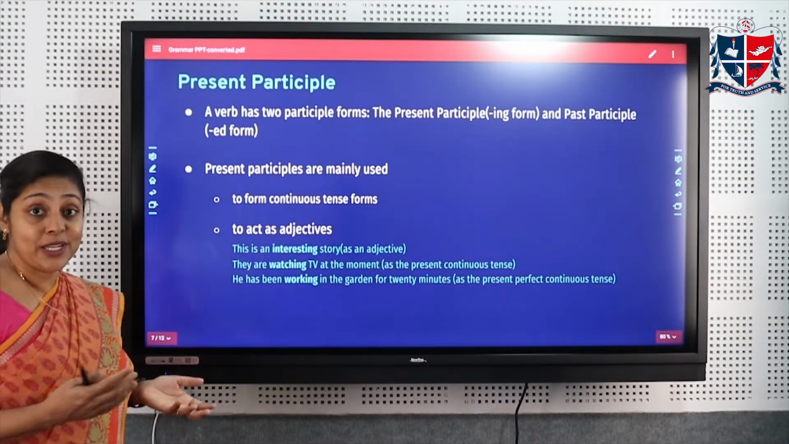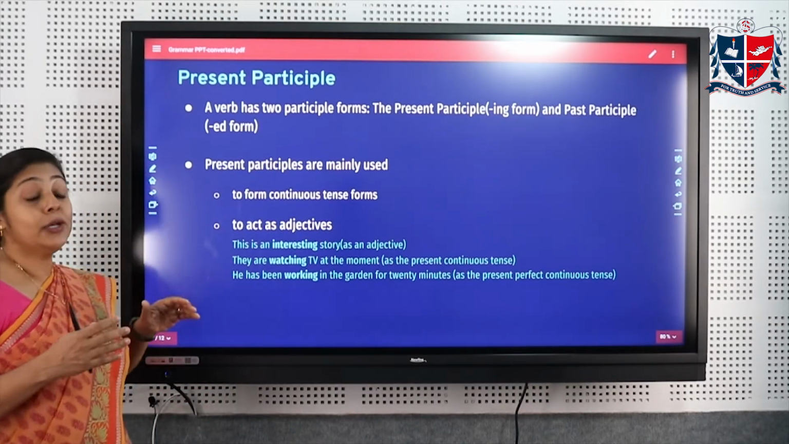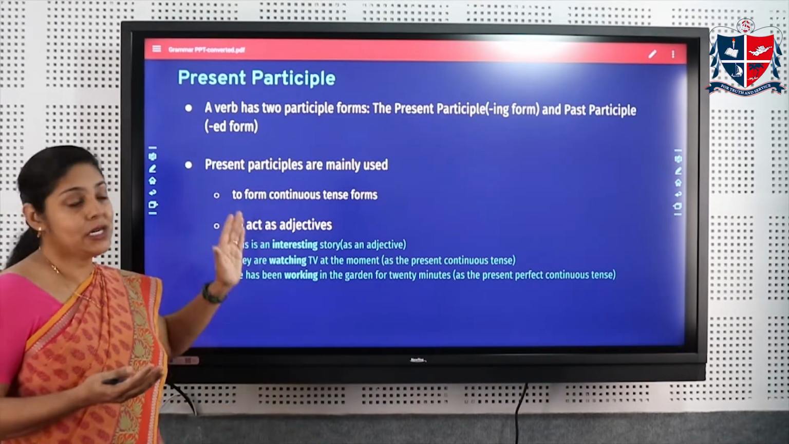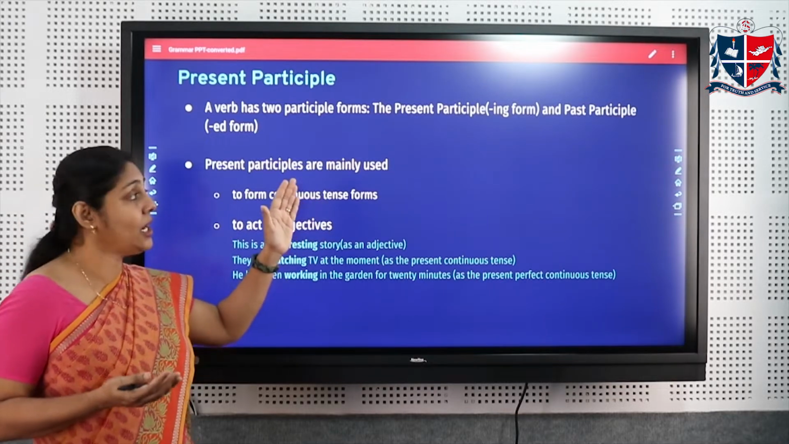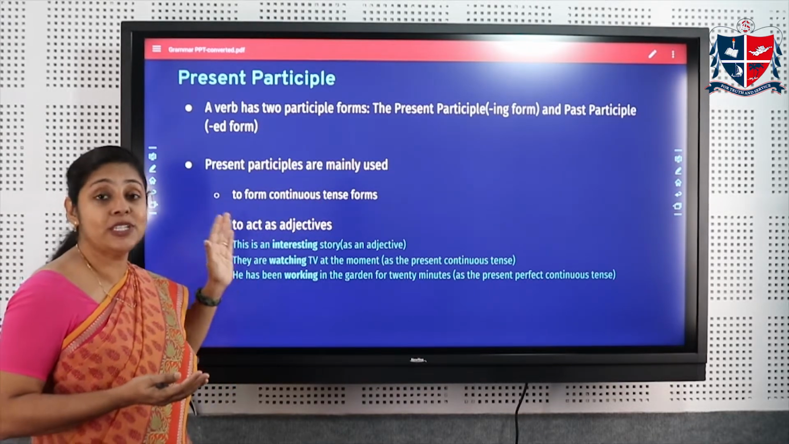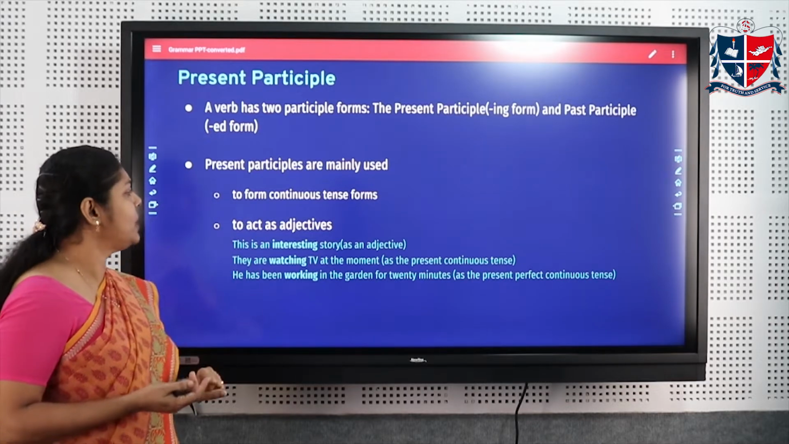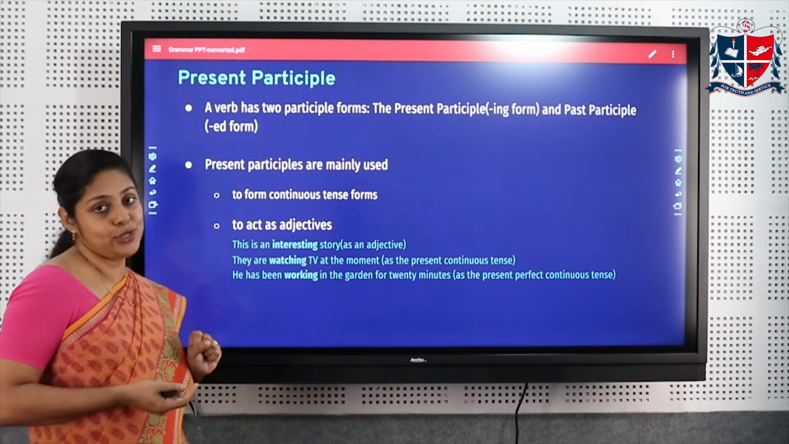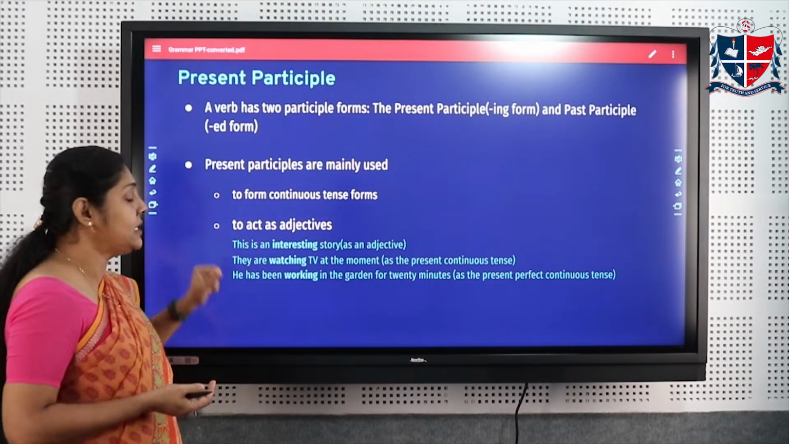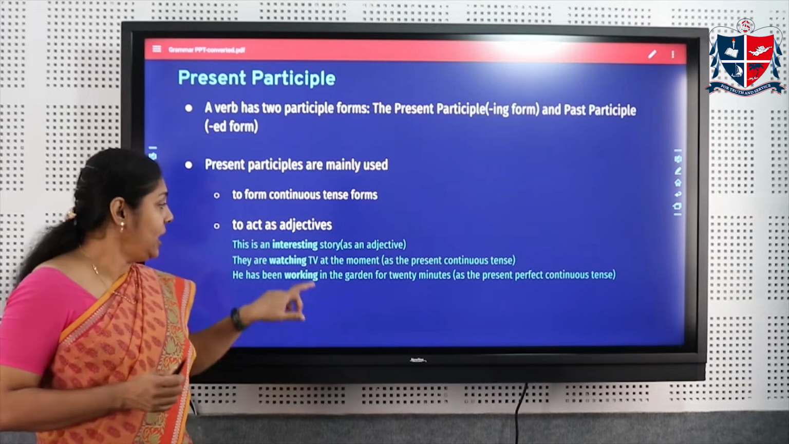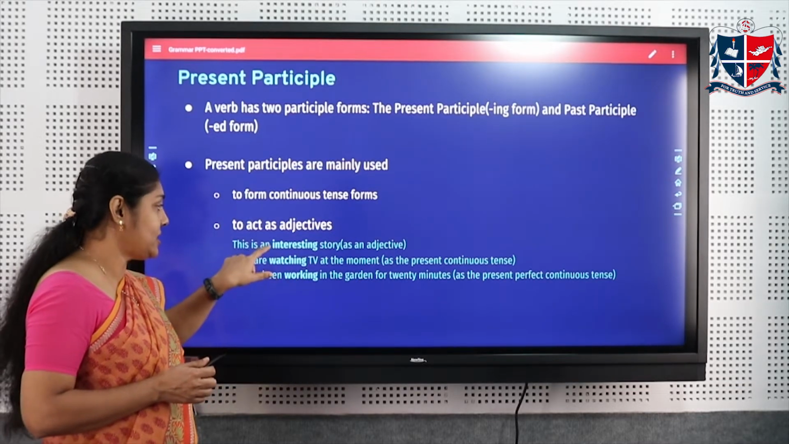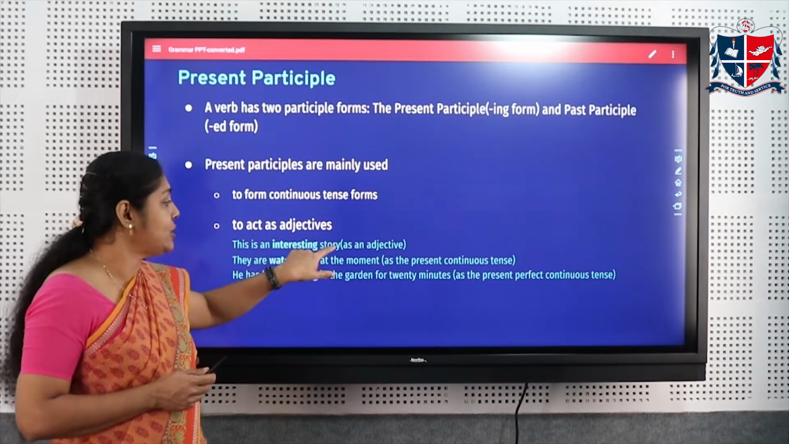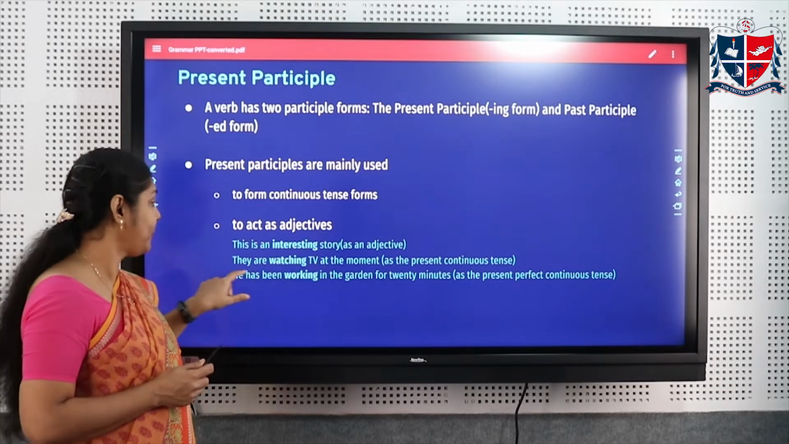And I was talking about the present participle, right? So, I was talking about the participle form. So we have 2 participle forms when it comes to verbs. The present participle, which is the ing form, and the past participle, which is the ed form. Now, present participles are mainly used to form continuous tense forms or also to act as adjectives. Now, look at this. This is an interesting story. In this particular sentence, interesting is an ing form, and here it is used as an adjective to define the noun story.